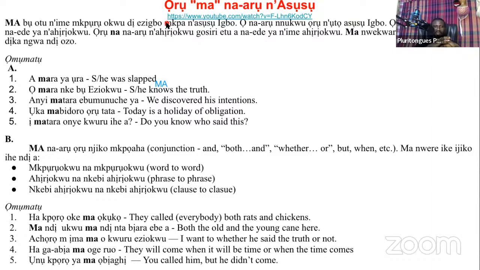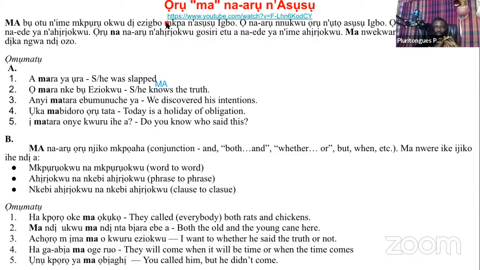Ha kpọrọ oke ma ọkụkọ na ya bụ mmemme. Ma ewu ma ọkụkọ. You can still say ewu ma ọkụkọ. That means everyone still. Ha kpọrọ ma ewu ma ọkụkọ. You can say that. Ma ndị ukwu ma ndị nta bịara ebe a.